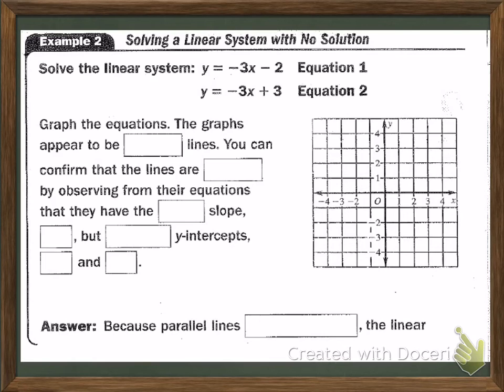In example 2, we'll look at solving a linear system when there's no solution. So we have two equations. Again, we want to graph the equations. So let's graph them. The first equation has a y-intercept of negative 2. So we're going to put our y-intercept at negative 2. And the slope tells you to go down 3 over 1. Down 3 over 1. So that gives me this graph.